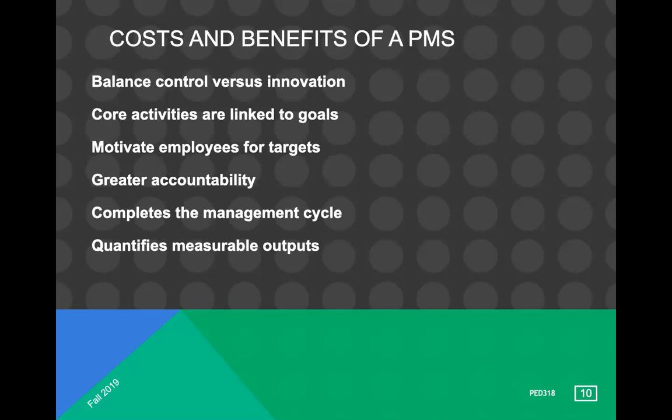So the costs and benefits of PMS: balance control versus innovation. Core activities are linked to goals. So basically, what you're doing with your organization and your sport are linked to what you want your organization to overall represent and what your goals were at the start of the organization. Motivate employees for targets, and that's in any situation. You want to try to motivate your employees to get things done and want to get things done, and have accountability for that. Completes the management cycle and quantifies measurable outputs. So just really figuring out what you're doing wrong and what you're doing right, and what works for your organization is the best way to go about it.